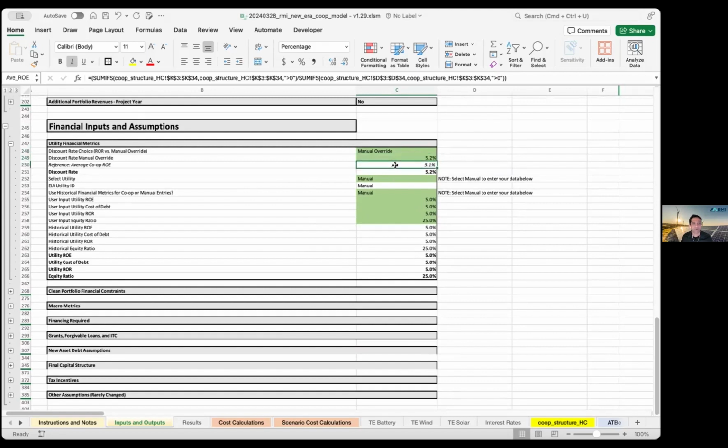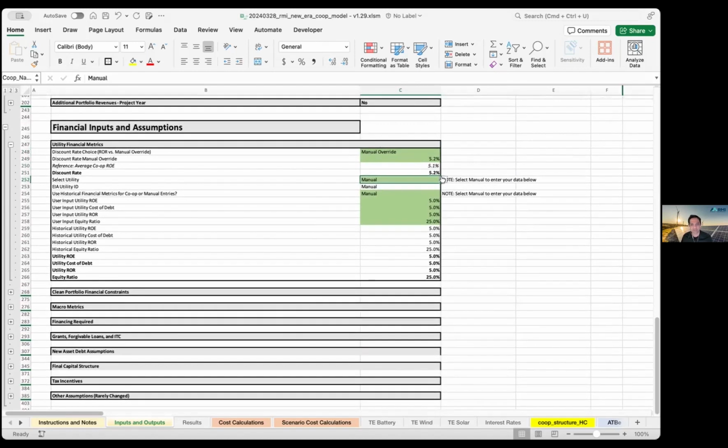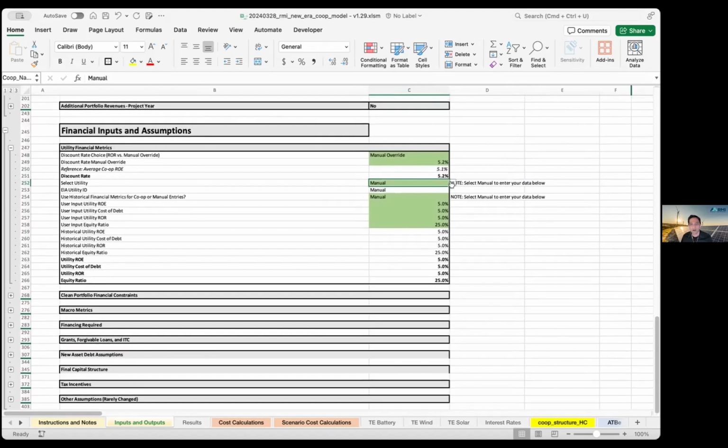And here, just for reference, we've included the average co-op ROE, and then you'll see which one of all of these is chosen, just to make sure that you've got the discount rate that you'd like to use for the calculation incorporated. Next, we'll note that the model does include, for some subset of utilities that we were able to find information from financial reports, we can auto-populate some of these critical metrics.